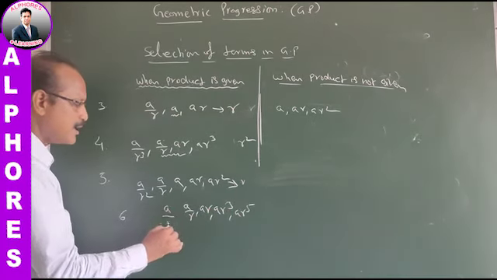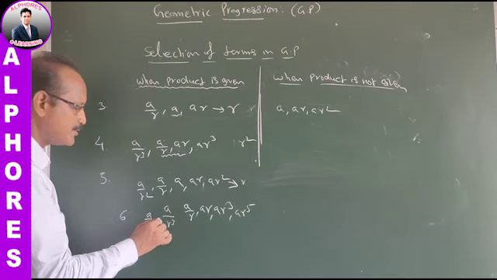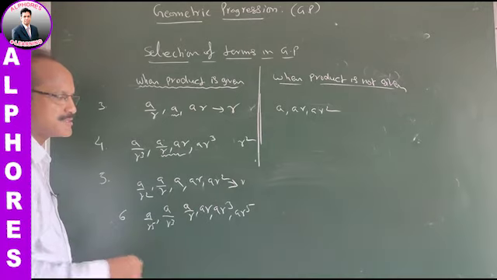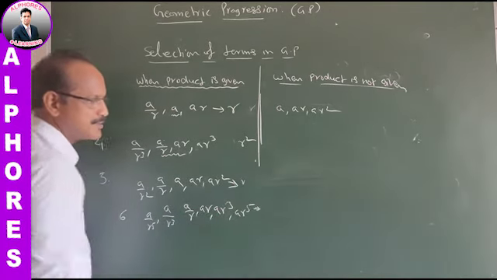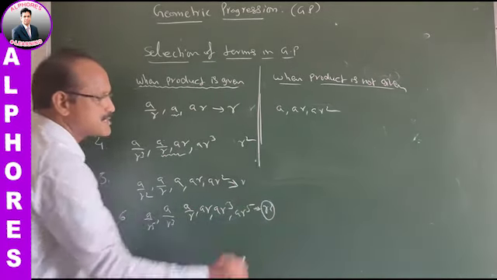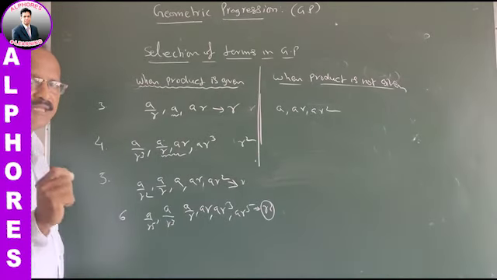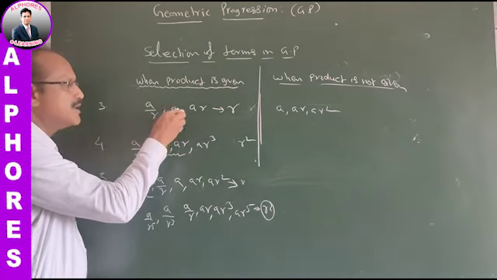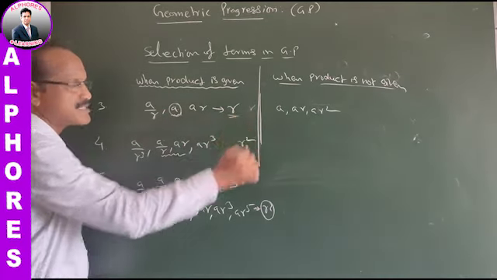Here a/r³ and a/r⁵. This is the selection of terms in this manner, an even number of terms, where r² is the common ratio. So the main thing is, if the number of selected terms is odd, then the middle term must be a and the common ratio is r.